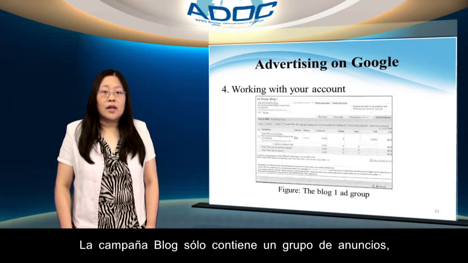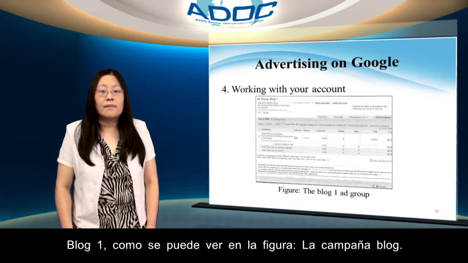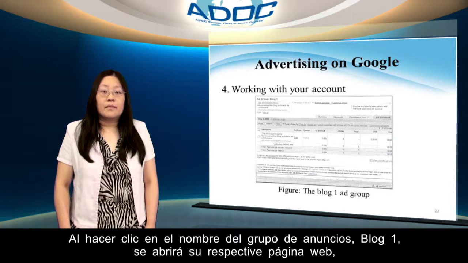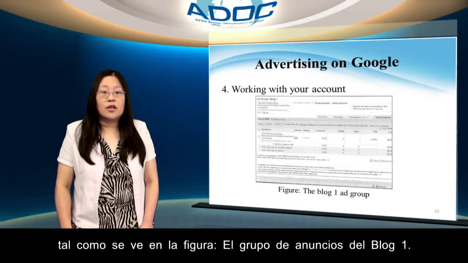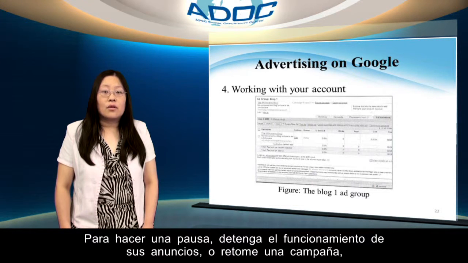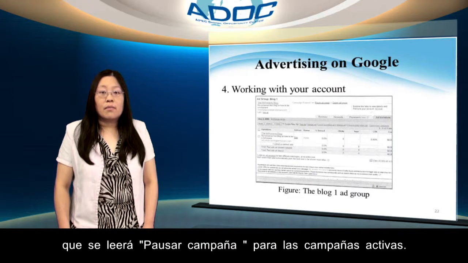The blog campaign only contains one ad group, Blog 1, as you can see in the figure. Clicking the name of the ad group, Blog 1, opens its web page, as you see in the figure. To pause, stop running your ads, or resume a campaign, click the Resume Campaign link you see in the figure, which will appear as Pause Campaign for active campaigns.